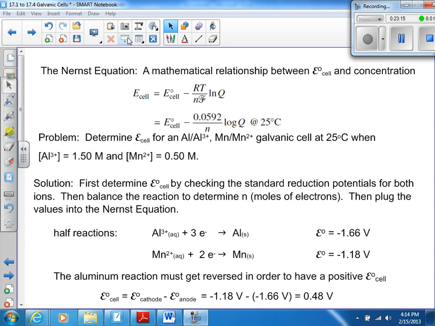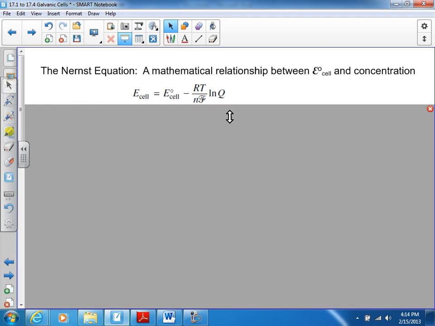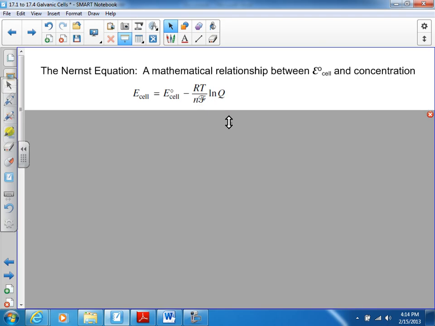Okay, we are now looking at the Nernst equation. So we're still looking at concentration and non-standard cell potentials, not the standard cell potentials. And the Nernst equation gives us a mathematical equation that relates E naught cell, concentration, and the non-standard cell E cell. And here's our equation. This is as you will see it on the AP exam.